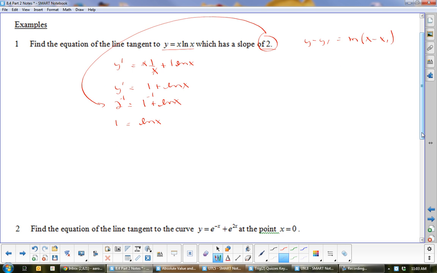Now what do you think x is? e, right? Because ln e. So now you could change that to exponential if you really want, but you should just be able to see e equals x. Because ln e is the same thing as log base e of e, which equals 1, right? Okay, so now find y.